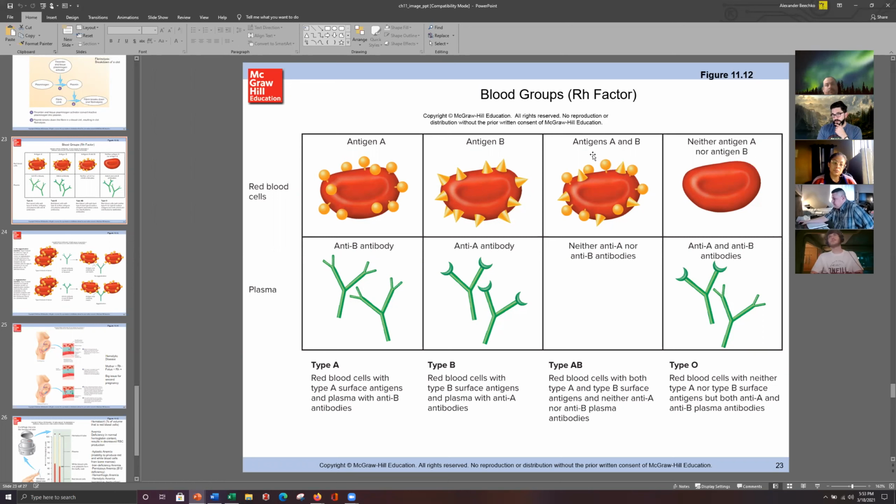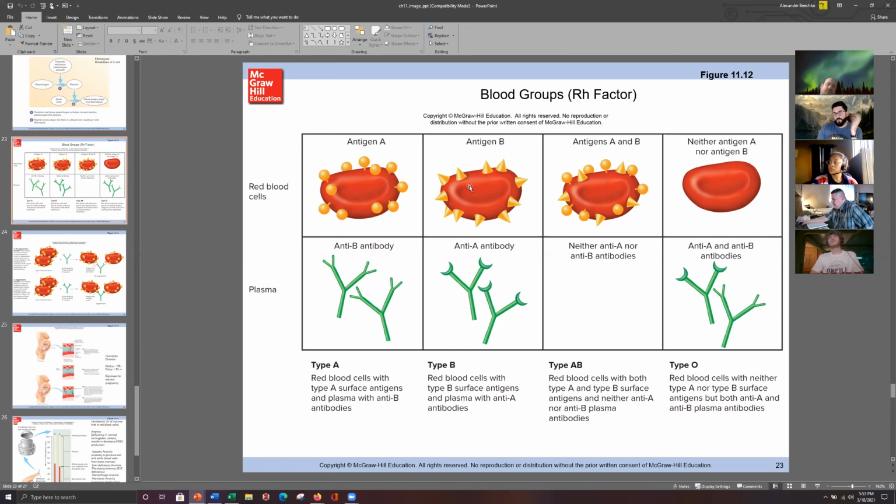So the cool thing about type AB individuals is that they can receive any kind of blood type as long as they have the Rh factor, or if they don't have Rh factor and haven't been sensitized to it, then they can still receive a transfusion that way. But if they have been sensitized and produce anti-Rh antibodies, then they can only have type A, B, or AB negative blood, or type O negative.